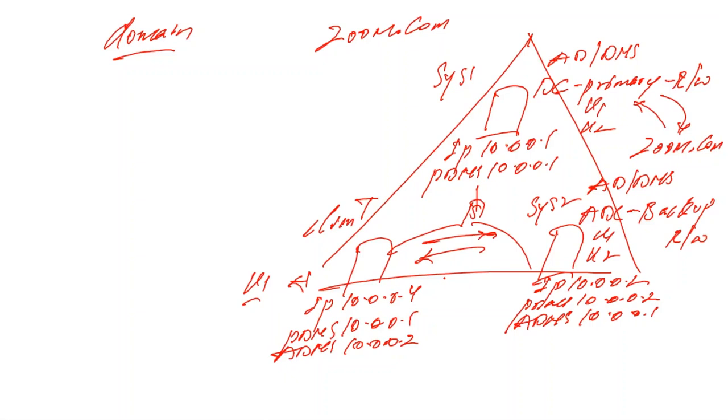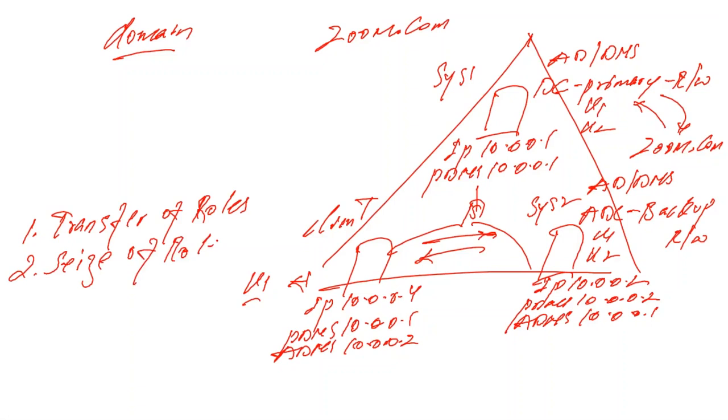Okay. So Microsoft has given two options to you to troubleshoot this problem between the servers. The first option we have is called transfer of roles. You can take the help of transfer roles and troubleshoot the problem. If this is not best, you can go for the second option, that is seize of roles. So the first option is transfer of roles, the second option is seize of roles. By the help of these two options, we can troubleshoot the problem between DC and ADC.